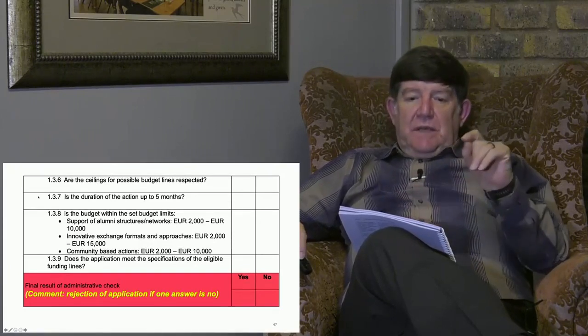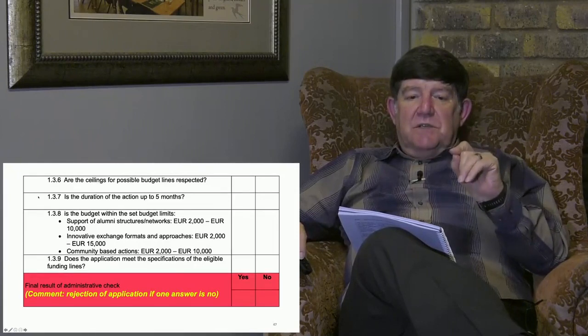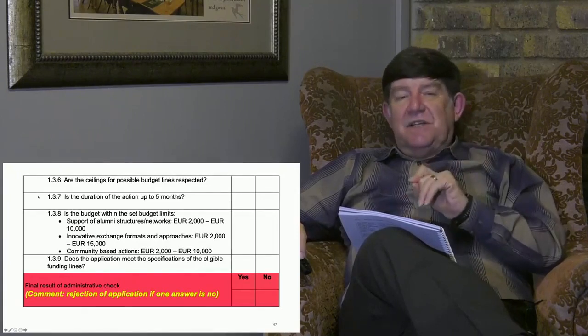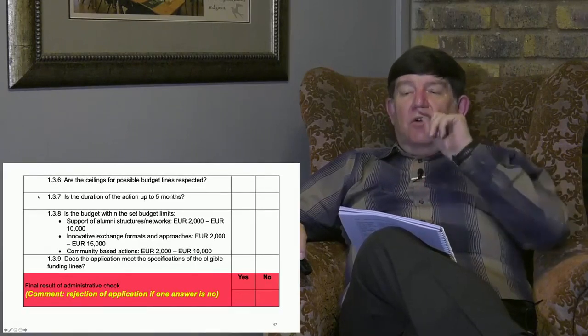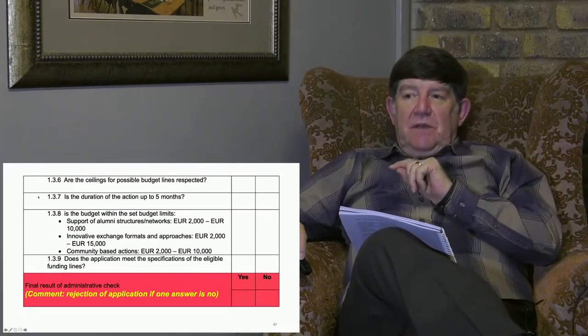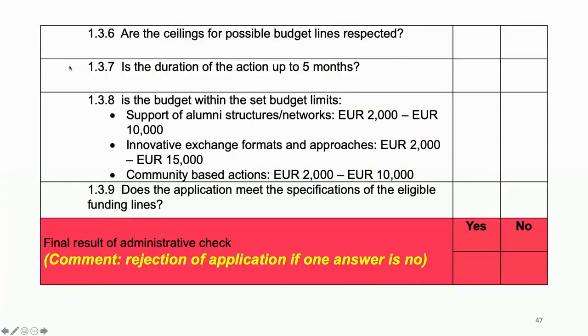Yes. Does your application meet the specifications of the eligible funding lines? Did you clearly indicate for which of these three your application is? If you miss out on this, we don't know where your application fits in. Does it fit in with the alumni structures? Does it fit in with exchange formats and approaches? Does it fit in with community-based actions? Did you clearly indicate in your application form which one of these three funding windows you pick?